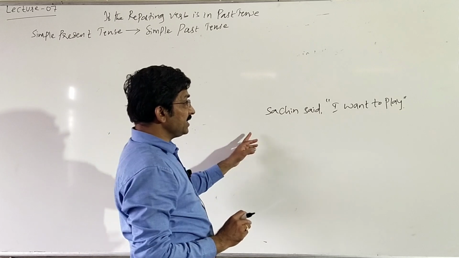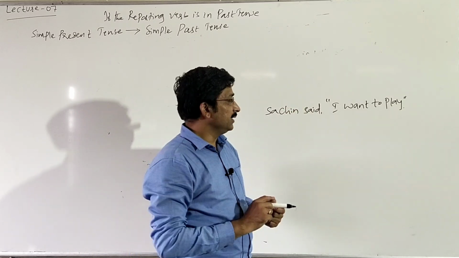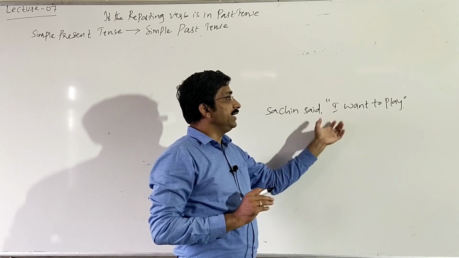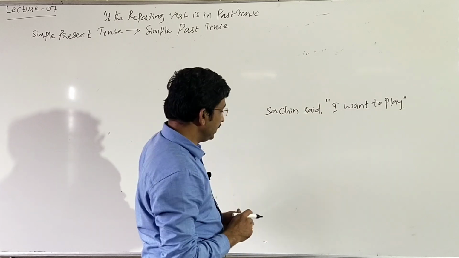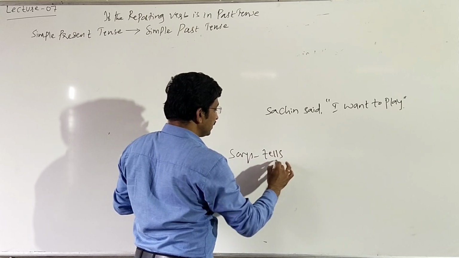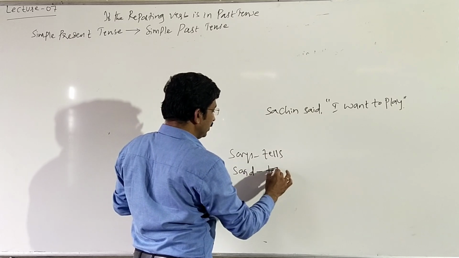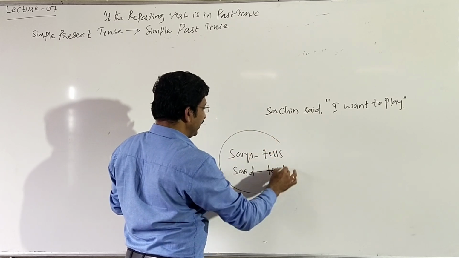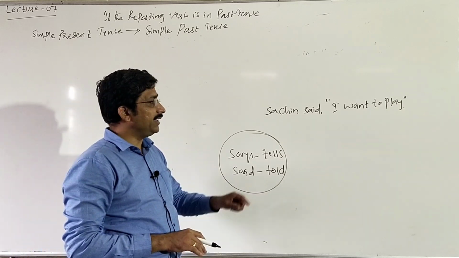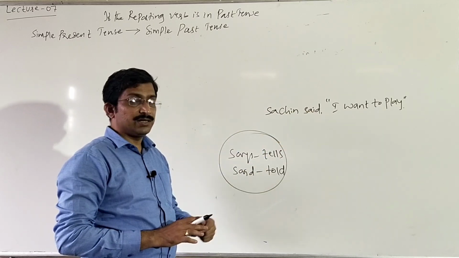If it is "Sachin said to me", with an object, then Sachin told me that he wanted to play. Here said becomes told. This is possible only when there is an object. Here there is no object, so we can use said. If it is "to me", it becomes told.